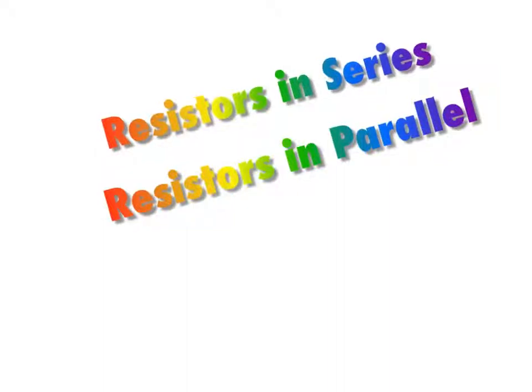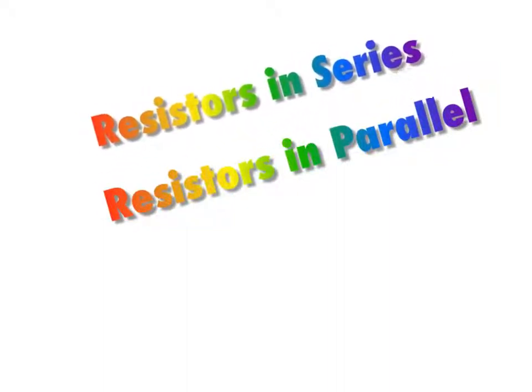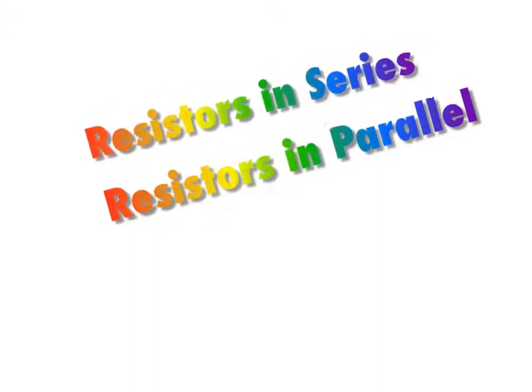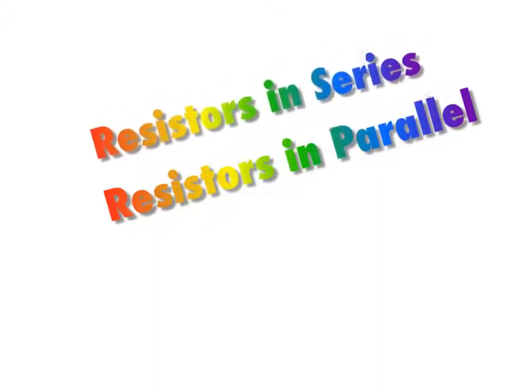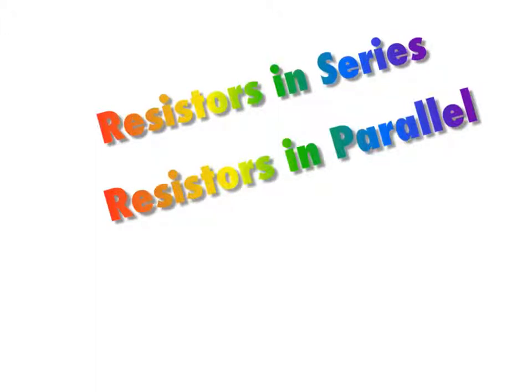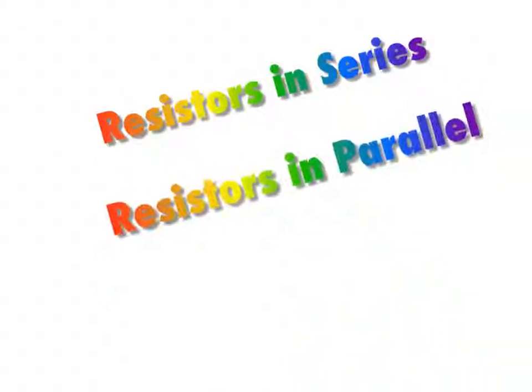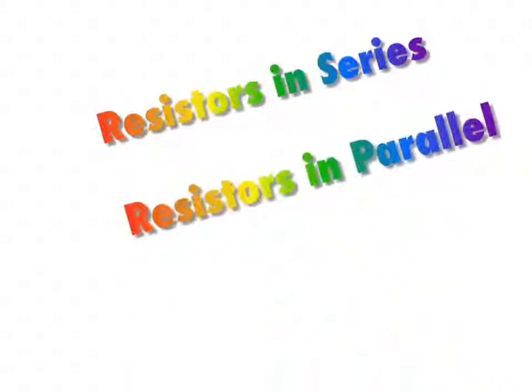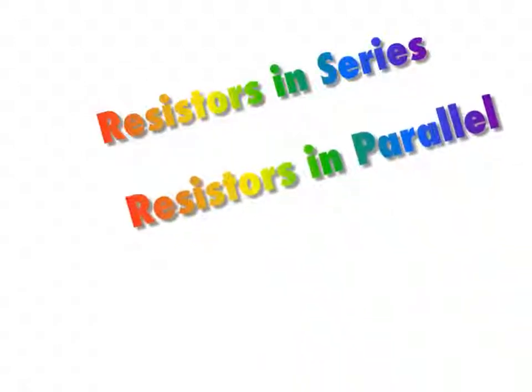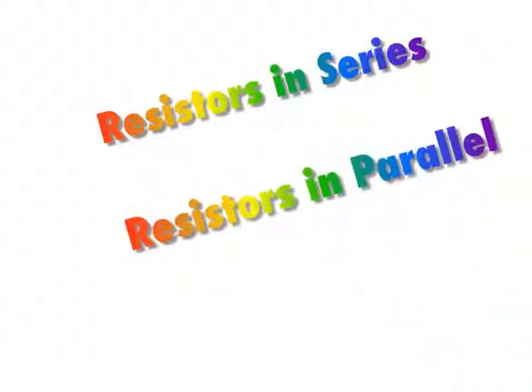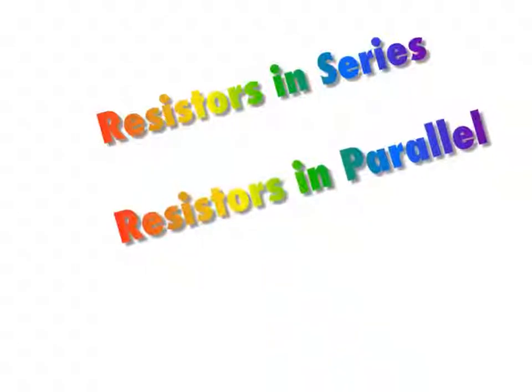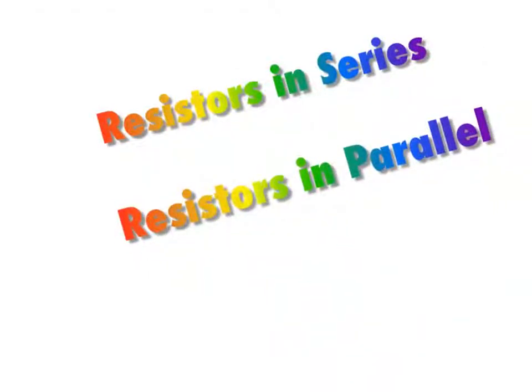Hi, in this video we're going to take a look at resistors in series, which is what happens when they're in a single loop, one after the other, and resistors that have been put together in parallel, where the current is allowed to branch through each one separately. And we'll look at each circuit and how to calculate the total resistance.